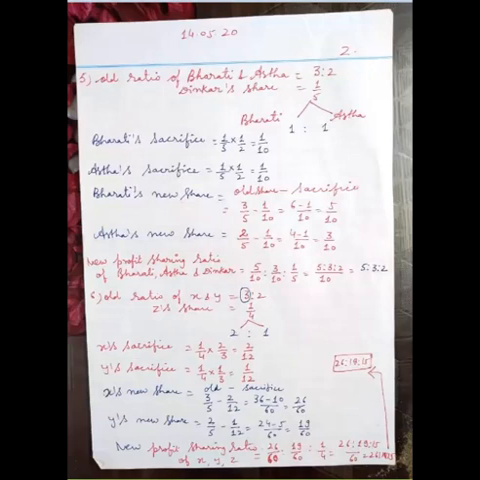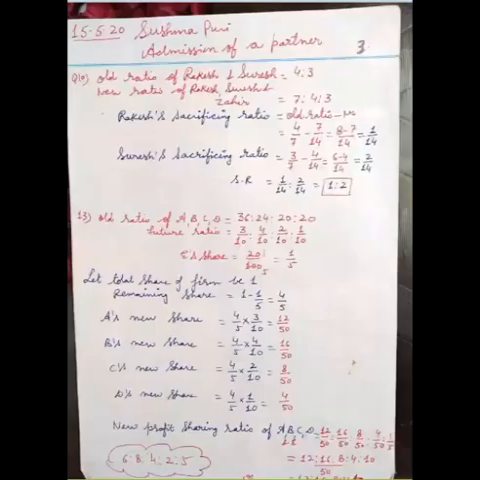So the new profit sharing ratio is 26 upon 60 : 19 upon 60 : 1/4. If you take LCM, that is 60. If you solve it, you will get 26:19:15. I hope it's clear, beta. So now you see the next question.